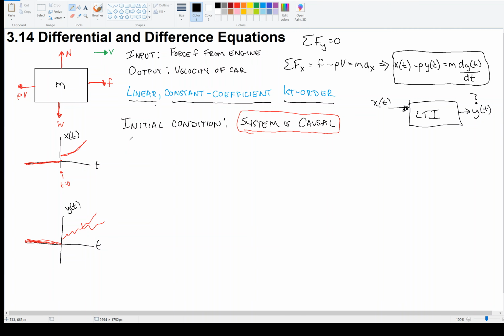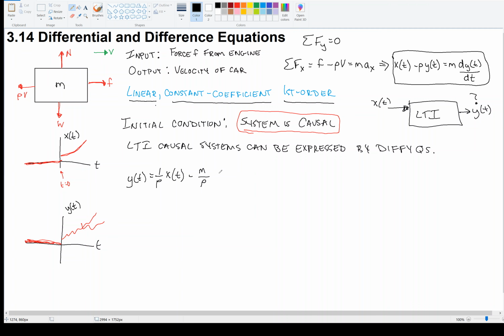So, to summarize so far, linear, time-invariant, causal systems can be expressed by diff EQs. Right. And not just any diff EQs, linear constant coefficient diff EQs. Now, this system I want to point out to you, we can illustrate as a block diagram. So if I take that equation and I solve for y, I can add y to the other side, and divide by rho. So this would be 1 over rho times x of t minus m over rho dy dt.